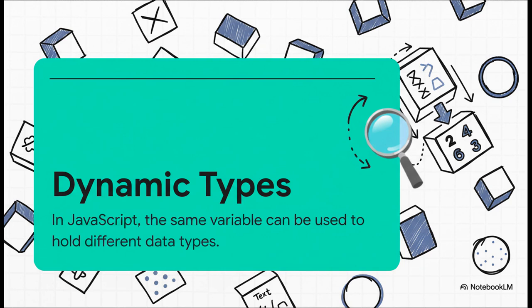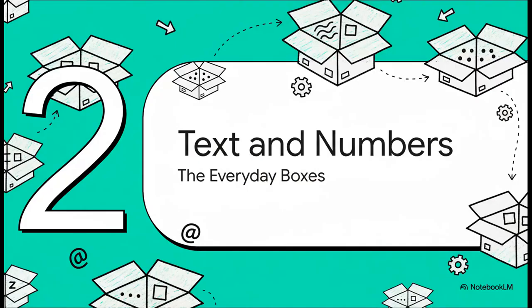See, JavaScript has this thing called dynamic types. Now, what does that mean for our box analogy? Well, it's pretty cool. In a lot of other languages, if you have a box that's made to hold numbers, it can only ever hold numbers, period. But in JavaScript, that same box could hold some text one minute, and then you could dump it out and put a number in it the next. It's incredibly flexible. So with that in mind, let's get into the most common types of boxes you'll be using pretty much every single day.